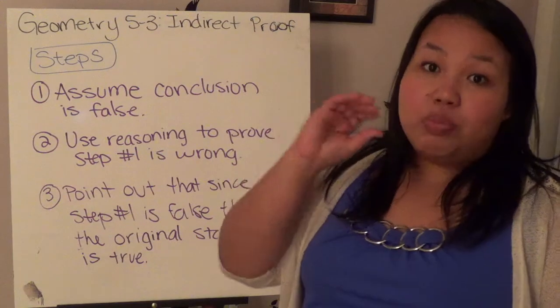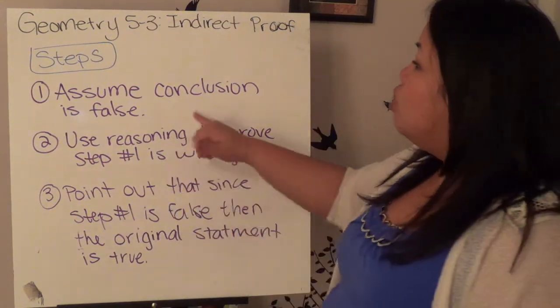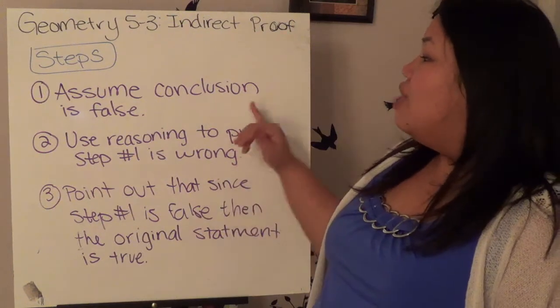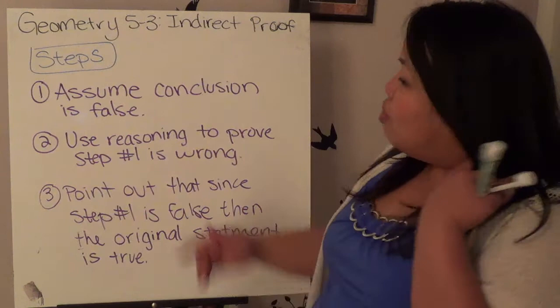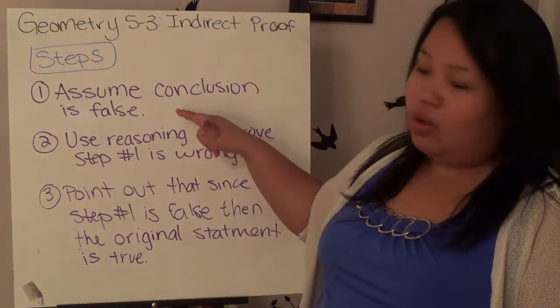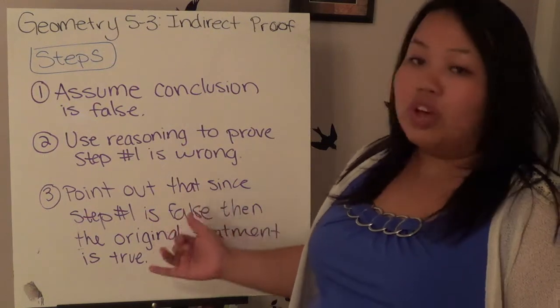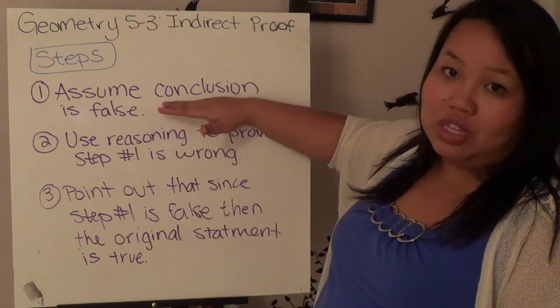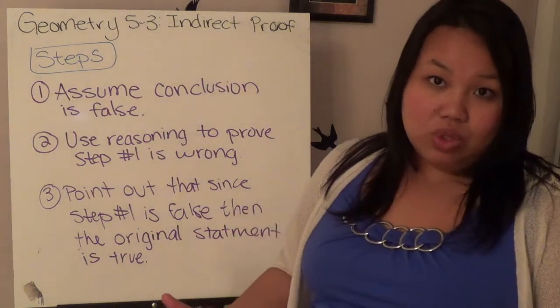You know how you have given and prove in a two-column proof? Well, you're going to take the prove one and you're going to state the opposite. So you're going to assume the conclusion is false. Then you're going to give a reasoning why number 1 is wrong. Okay? And then I'm going to point out that since step 1 is false, because we proved that the opposite is false, then we're going to assume that the original has to be true.